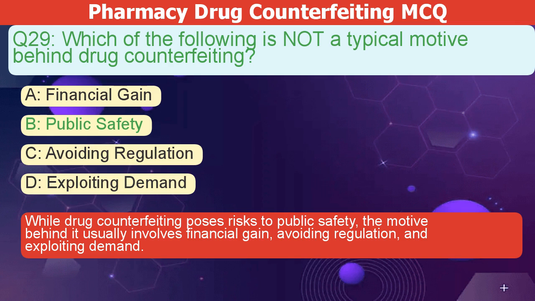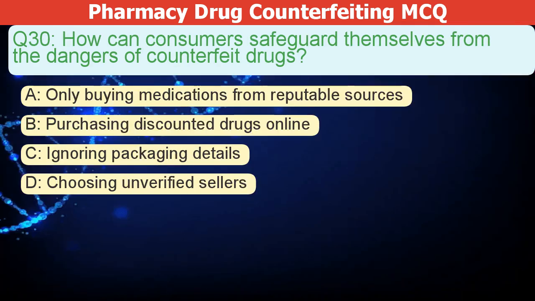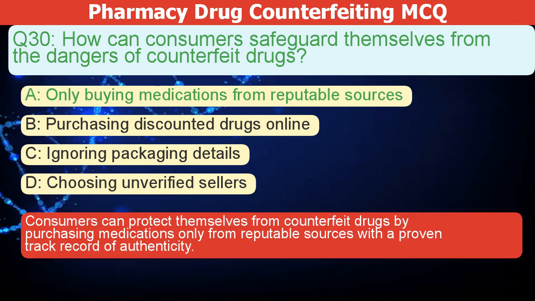How can consumers protect themselves from counterfeit drugs? A. Only buy medications from reputable sources. B. Purchasing discounted drugs online. C. Ignoring packaging details. D. Choosing unverified sellers. The correct answer is A. Consumers can protect themselves from counterfeit drugs by purchasing medications only from reputable sources with a proven track record of authenticity.